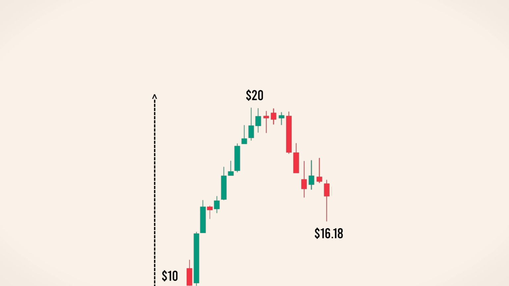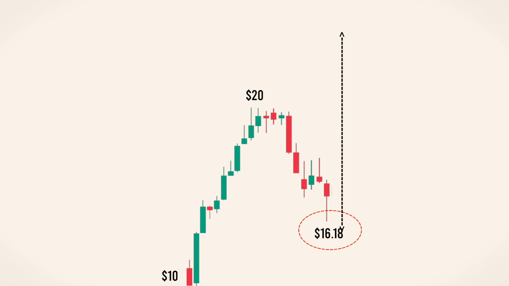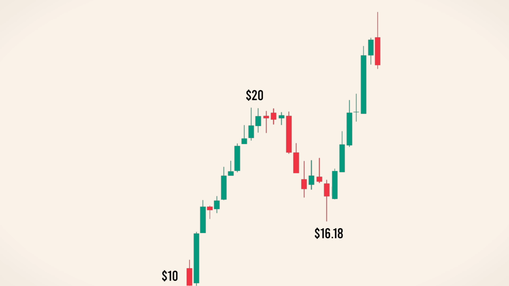We take our $10 flagpole and add it to $16.18, giving us a target of $26.18. Pro tip: always look for confluence. If your projected swing target lands exactly where a bearish engulfing candle pattern appears, you have a high probability signal to exit your longs and perhaps even consider a short position.